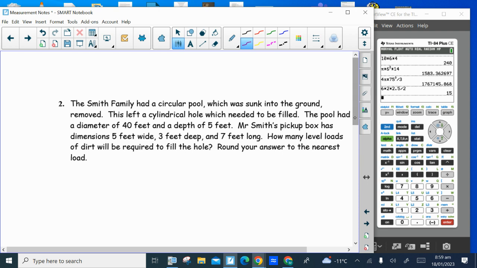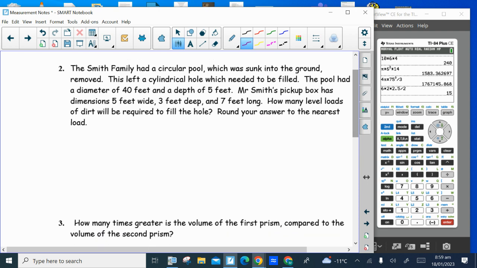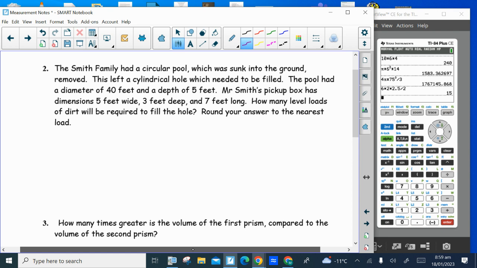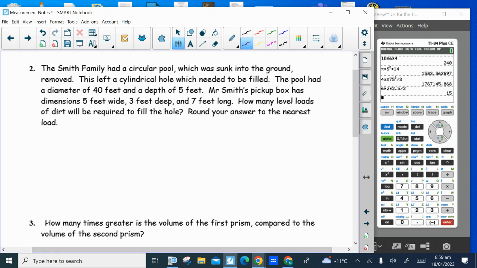Let's look at number 2 on the next page. The Smith family had a circular pool which was sunk into the ground. They had it removed. This left a cylindrical hole which needed to be filled. The pool had a diameter of 40 feet and a depth of 5 feet. Mr. Smith's pickup box has dimensions 5 by 3 by 7 feet. How many level loads of dirt will be required to fill the hole? Round to the nearest load.